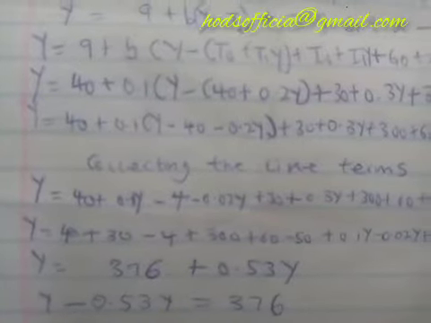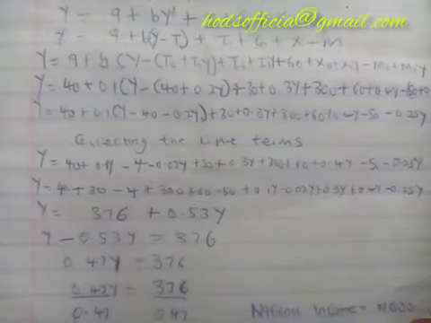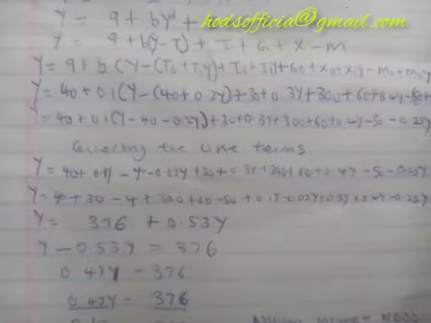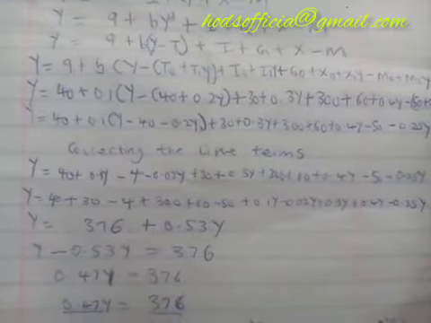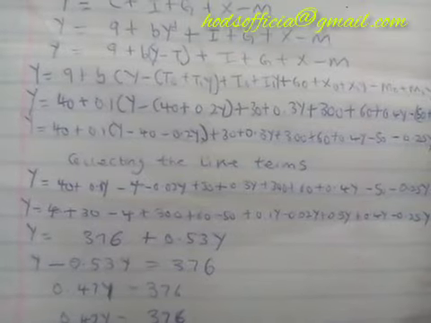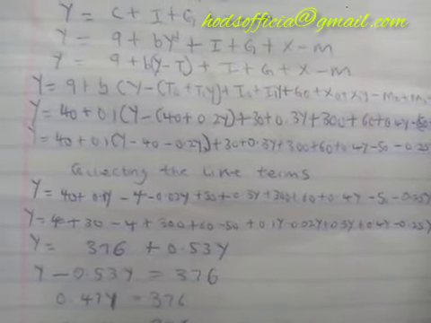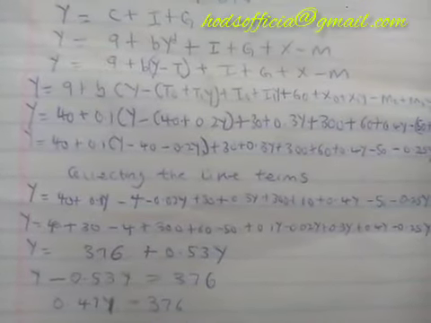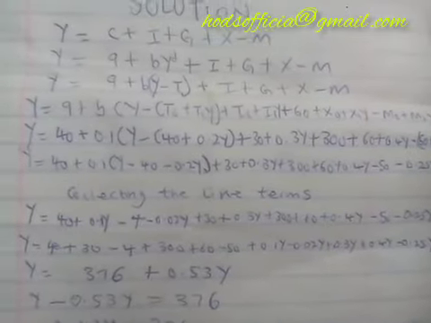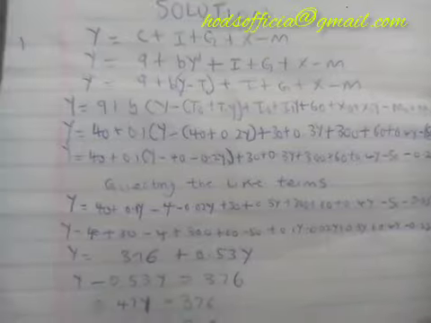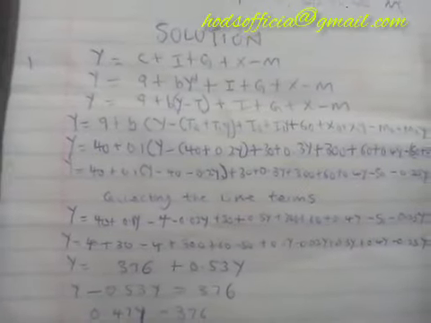We have 40 plus 30 minus 4 plus 300 plus 60 minus 50. So you can see we collected all these ones, the ones that do not have y. After that we collect the ones that have y: 0.1y minus 0.02y plus 0.3y plus 0.4y minus 0.2y. So if you take your calculator to add everything together now, we are going to have 376.